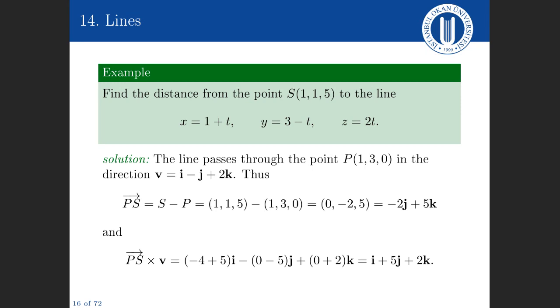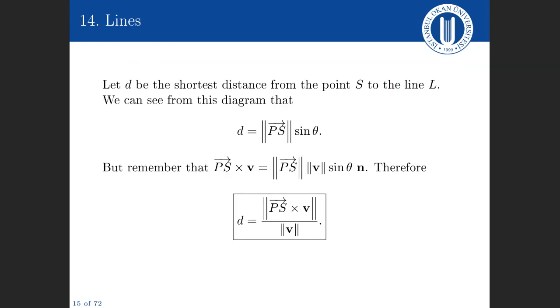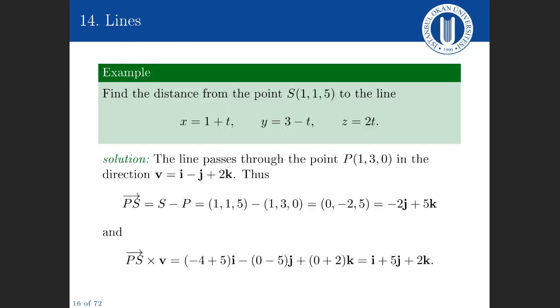For example, find the distance from the point 1, 1, 5 to the line x is 1 plus t, y is 3 minus t, z is equal to 2t. I'm going to go back to the previous slide. What do we need? We need a point on the line called P, so that we can calculate the vector from P to S. And we need a vector V, which is parallel to the line. After we find these two things, we can calculate the distance using this formula.